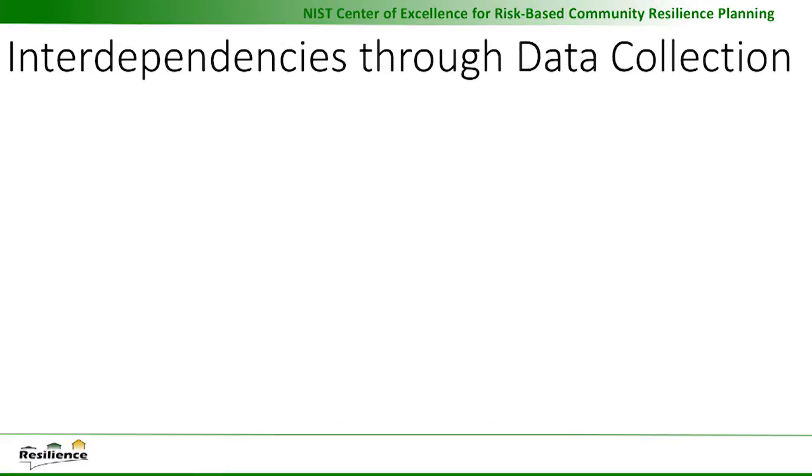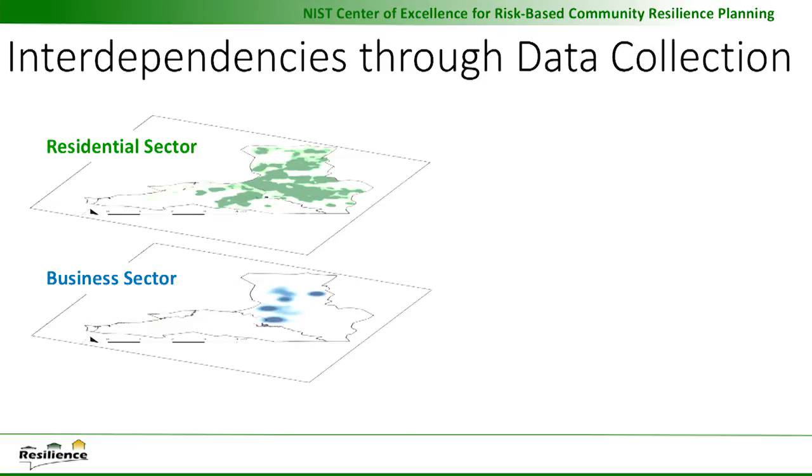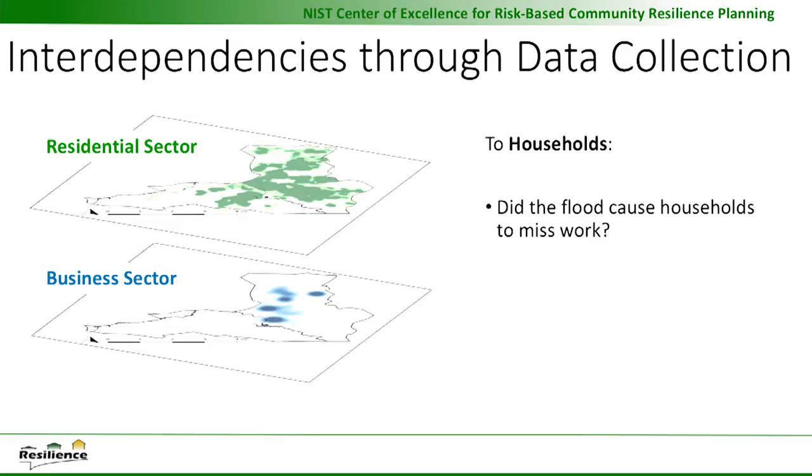So in order to look at interdependencies through data collection, we're going to talk about how some of these different sectors are linked, and then how we went about developing methodology that would help us assess these linkages. So here we are looking primarily at the residential and business sector and trying to understand how the recovery of households and businesses are linked. Residents need work in order to stay in their community. They need a job and a place of employment, and the businesses need employees.